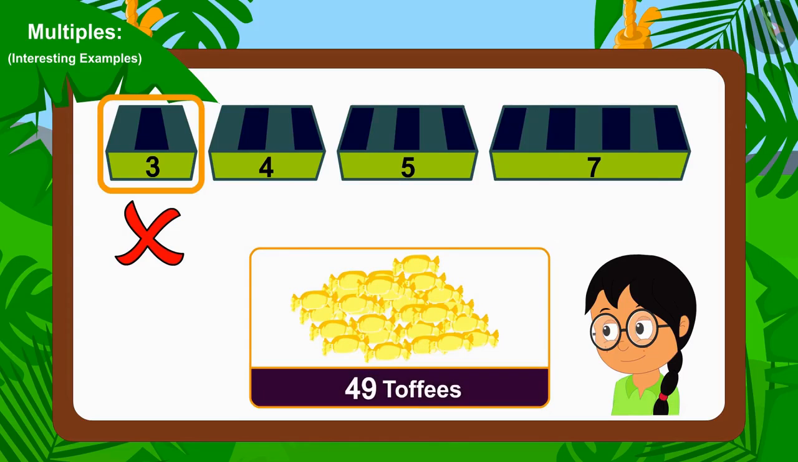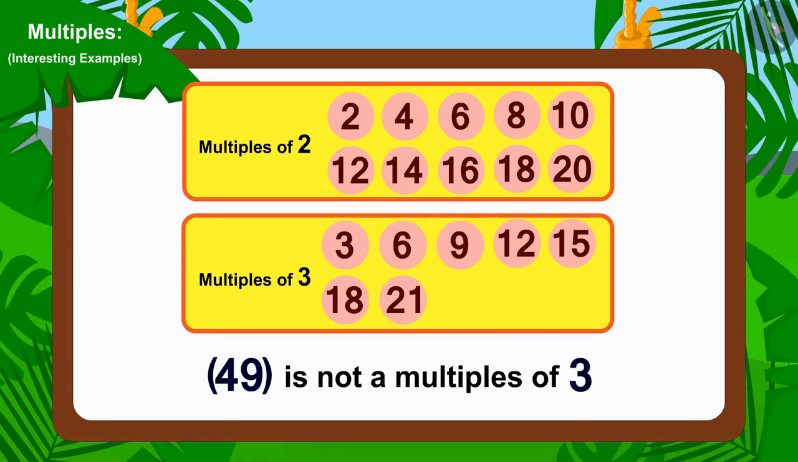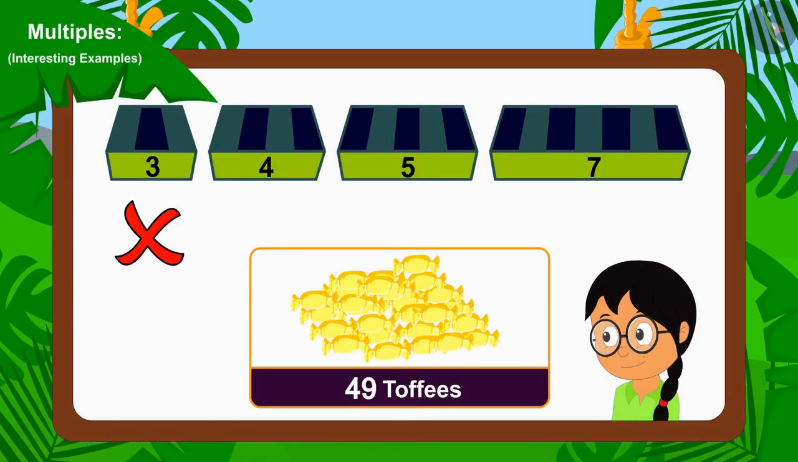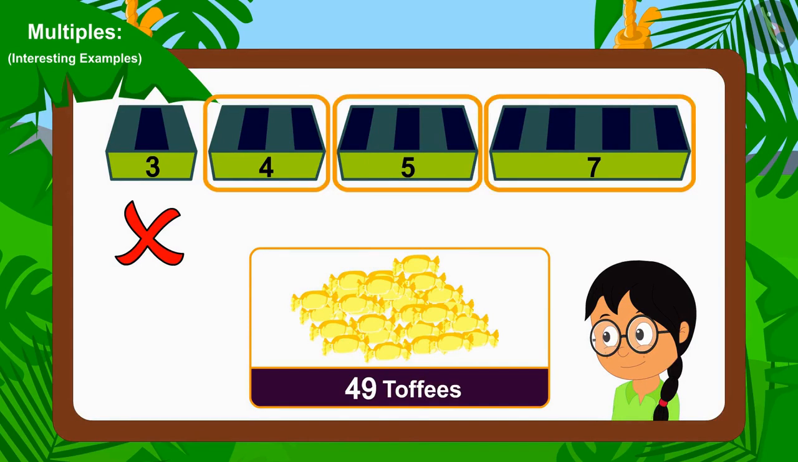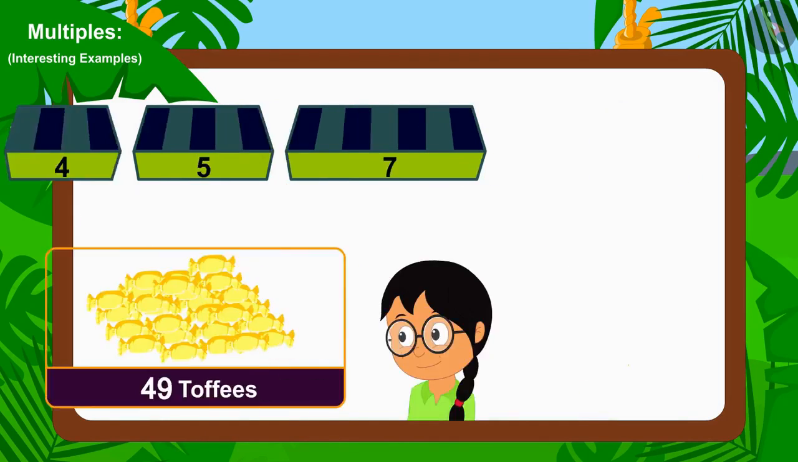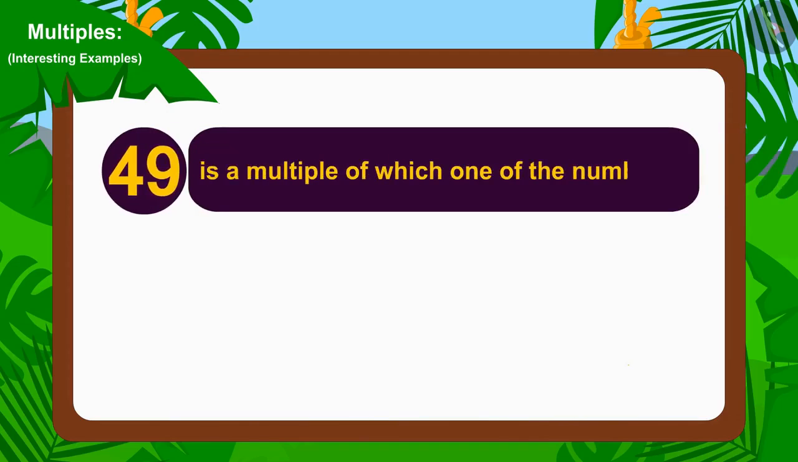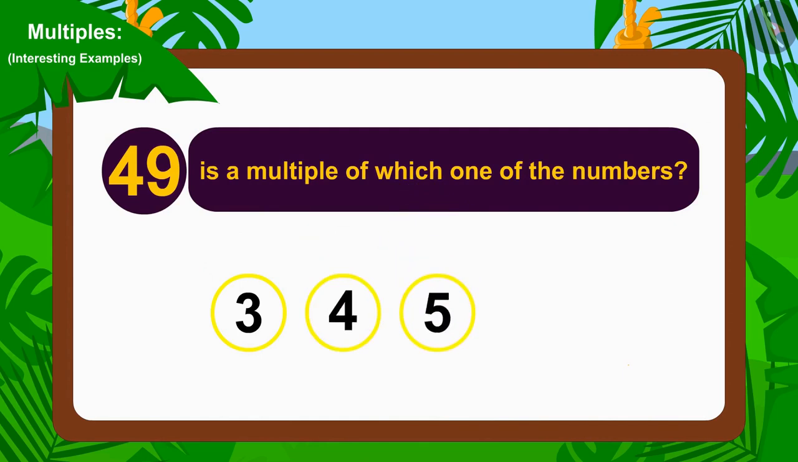And children, you remember the multiples learned in the previous video, don't you? Because we cannot divide 49 by 3, we can say that 49 is not a multiple of 3. This means which group will Meenu have to use to distribute the 49 toffees equally? To find this out, we just have to find that 49 is a multiple of which one of the numbers? 3, 4, 5 or 7?